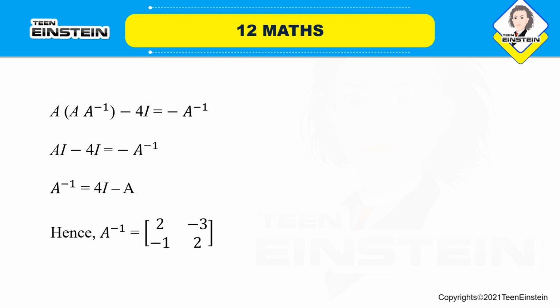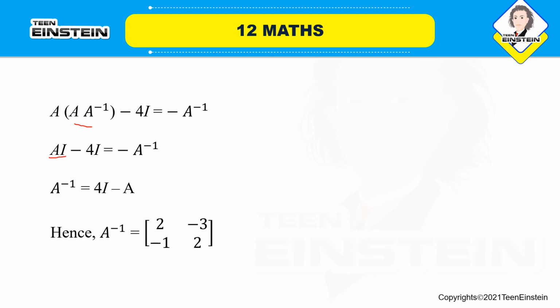Okay, now group like this. A into, you have to group the other two matrices. A into A inverse, like this, minus 4I, A inverse. In the previous slide we have minus A inverse on the right hand side. So minus A inverse. Now what is A into A inverse? It becomes I. So AI minus 4I is equal to minus A inverse, or A inverse equals, you multiply this by minus, so you'll get 4I minus A.